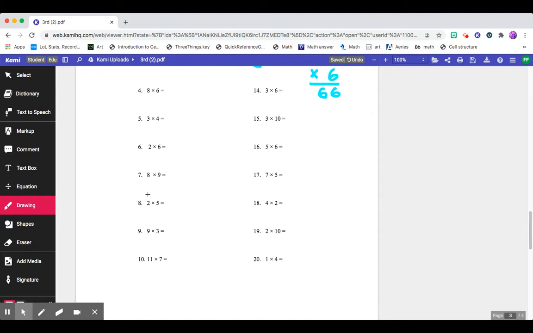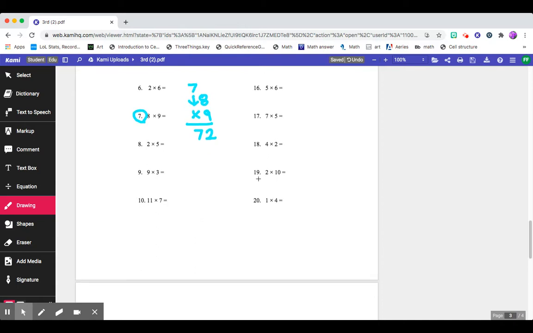Let's try number 7. 8 times 9. 8 times 9 equals 72. So 7 goes there and it comes down. 72. Number 7, answer 72. And let's try one more question. Let's try number 19. 2 times 10 equals what? 2 times 0 equals 0, and 2 times 1 equals 2. So the answer is 20 for number 19.